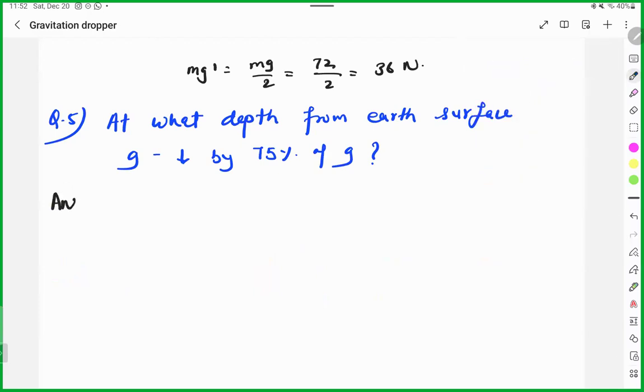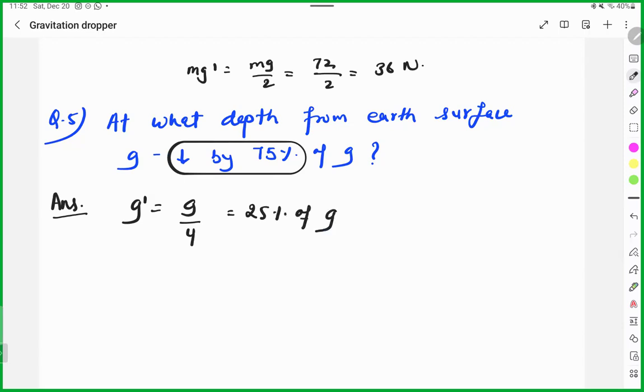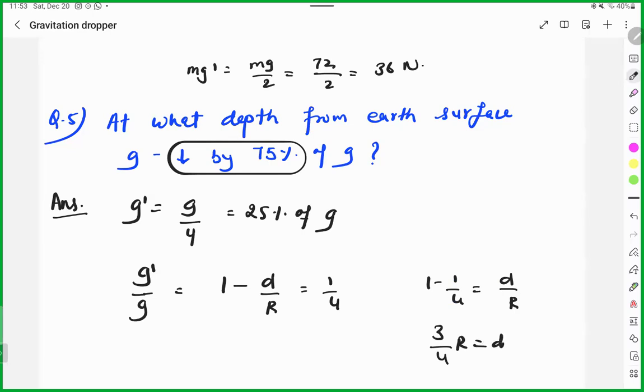Chandana, in this situation, what will be the g dash value? Sir, 25%. Because it reduced by 75%, the remaining is 25. So can we say g dash will be equal to g by 4, because 25% of g. Correct. Now you can calculate g dash by g at the depth, which is equal to 1 minus d by r. You have to calculate the d value. This is equal to 1 by 4. So it will go to the other side. 1 minus 1 by 4 is equal to d by r. It will be 3 by 4, it is correct.